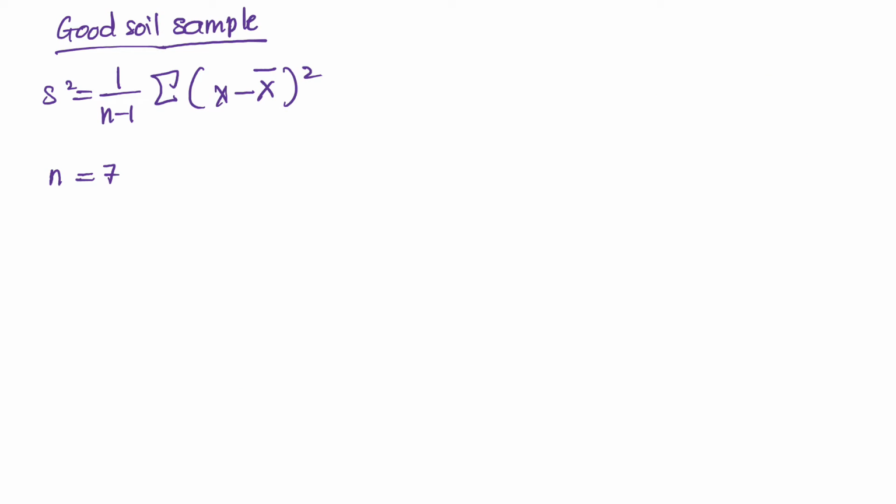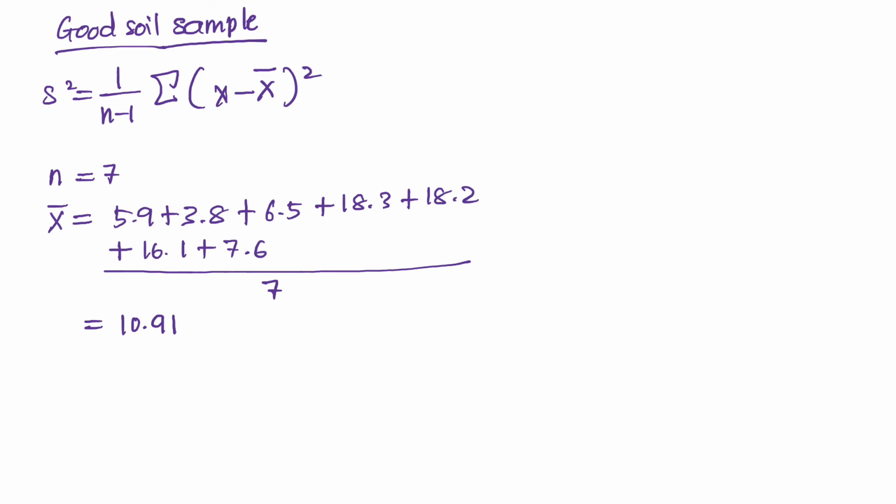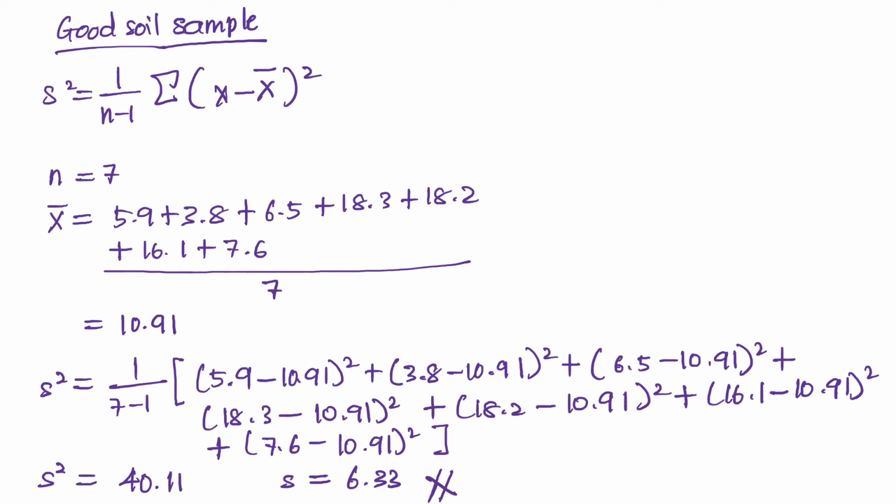Let's solve for the first sample, which is the good soil sample. The mean is given as the summation of all the data divided by the sample size, which is 7. So it is solved as 10.91. And the standard deviation is given as 6.33.